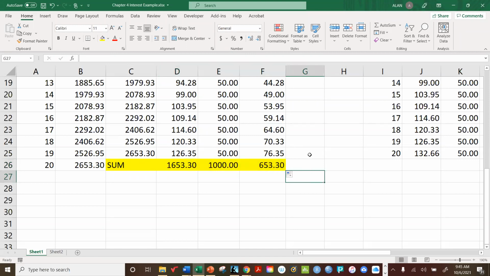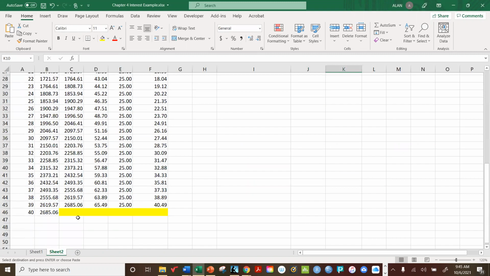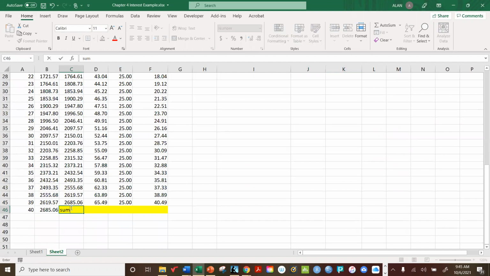So I'll copy these numbers into here. So the sum of the interest, which is pretty clear, it must be 1653.30 because it's just the difference between this and $1,000. Same thing down here. But let's do it anyway. It's a good double check.